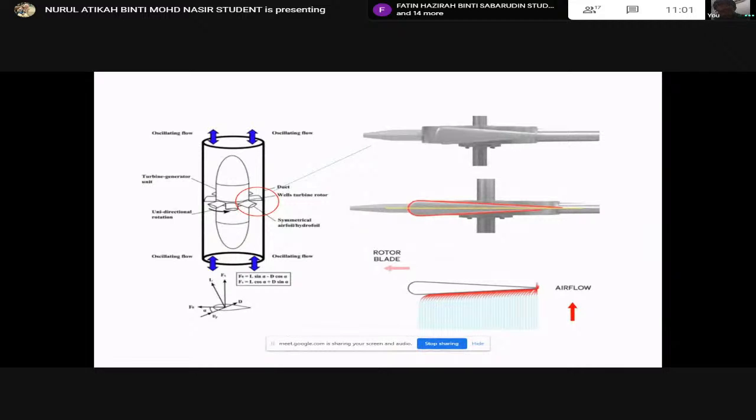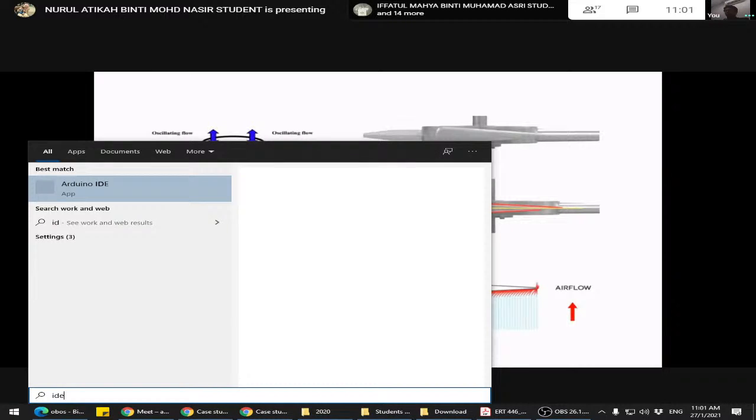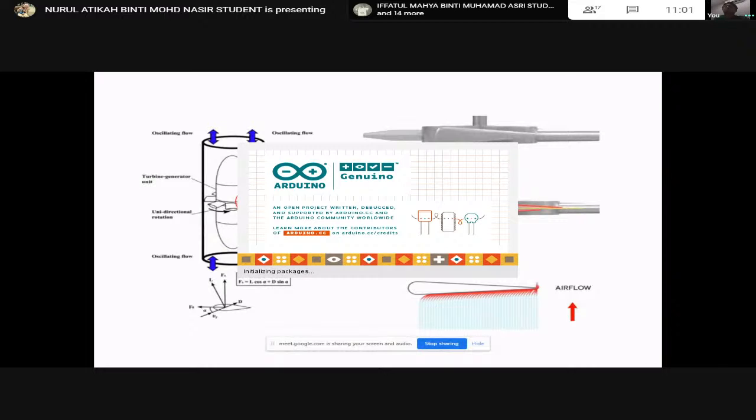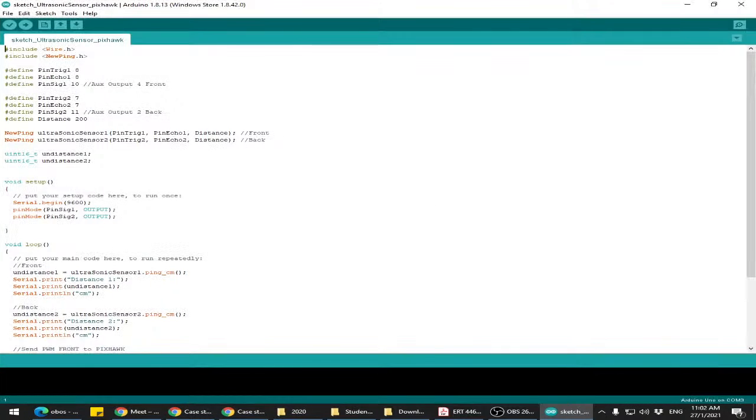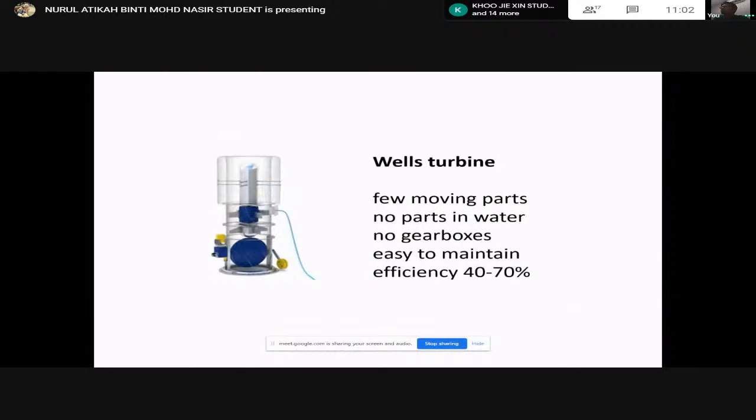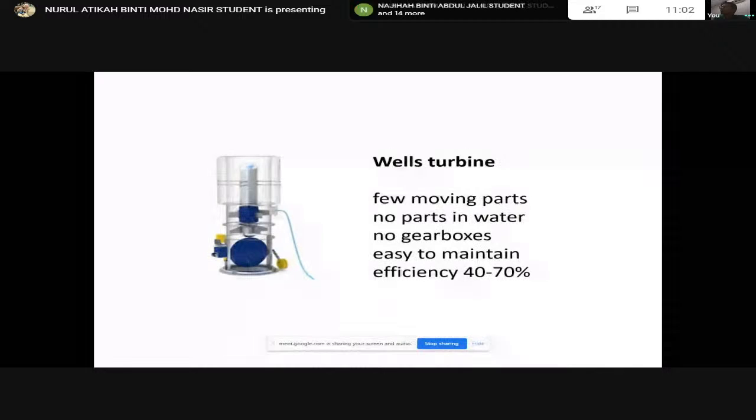The Wells turbine must be started initially, as the airflow alone does not start the rotation. This turbine is one of the simplest turbines for wave energy conversion. It has very few moving parts, no gearbox, and is easy to maintain. It has an efficiency of around 40 to 70%.